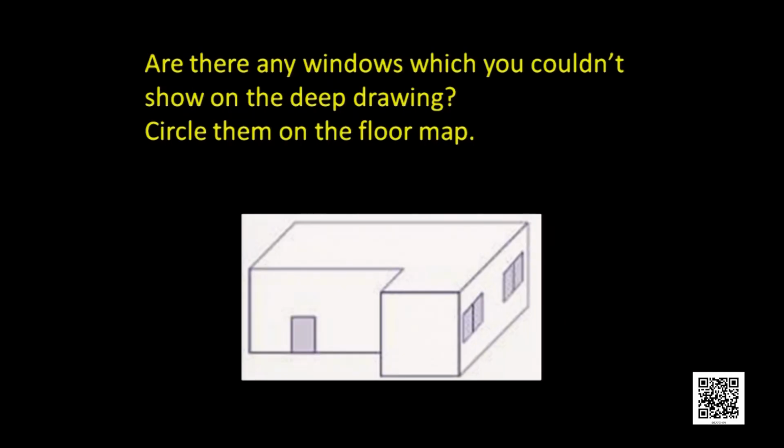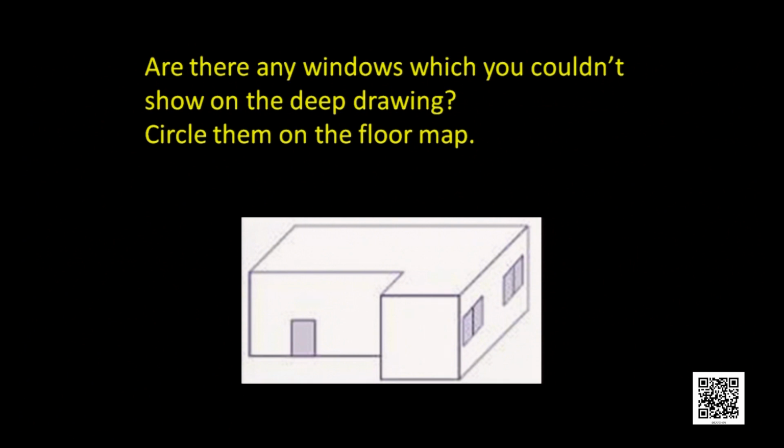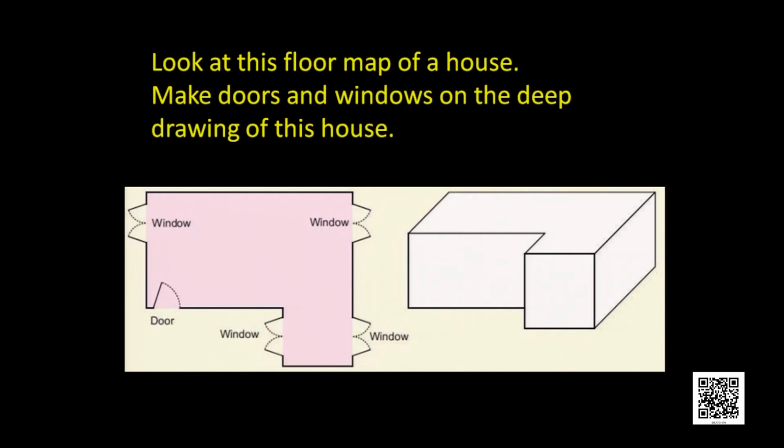Now, see, are there any windows which you couldn't show on the deep drawing? Yes, as we just discussed, in this part we can show the window. Other windows we could show, a door is there, but we can't show this window. Similarly, let me get back to this picture. You see again the floor map. Here this window also I am not able to show in this deep drawing.